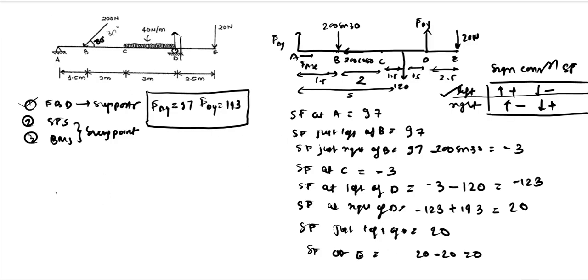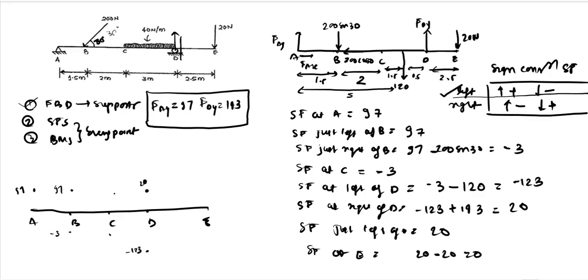So we have shear forces at every point. So let us just draw the shear force diagram. We have A, we have B, we have C, we have D, we have E. At A we have a shear force of 97, so it will be 97. At B, left of B we have a shear force of 97, right of B we have a shear force of minus 3. At C we have minus 3, left of D we have minus 123, so minus 123. Right of D we have 20.